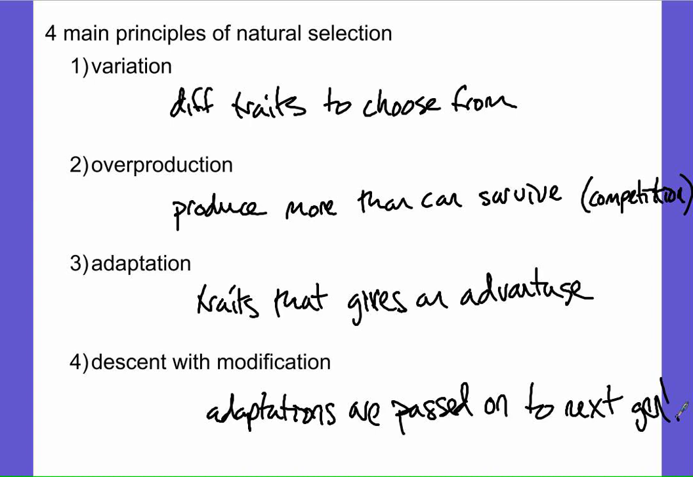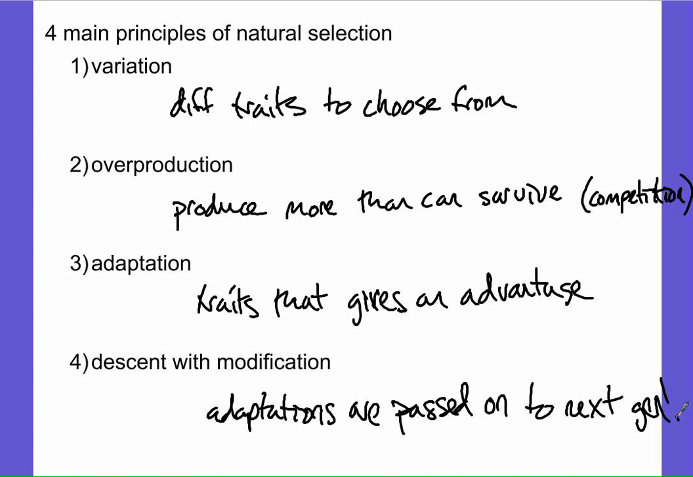So again, from top to bottom, you have to have different traits to choose from to begin with. Right? If all organisms are identical, they're all equally capable of surviving. Overproduction, if some individuals cannot obtain those resources they need to survive, then only the ones with advantages do. That's where the adaptation comes into play, right? And then those organisms that survive pass on their traits to the next generation. That's why that adaptation becomes more and more frequently occurring in that new generation.